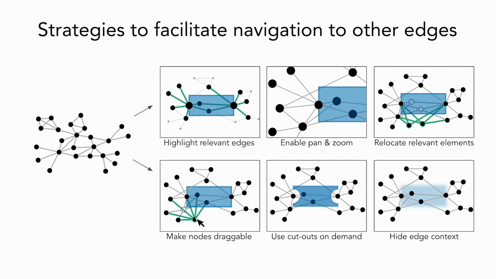Besides strategies to create focus and space, our design goals also demand strategies to ensure access and possible navigation to the neighboring edges of an unfolded edge. These strategies include highlighting of relevant edges, enabling pan and zoom and draggable nodes, relocation of relevant edges, the use of cutouts in the inset on demand, or on-demand hiding of edge context.